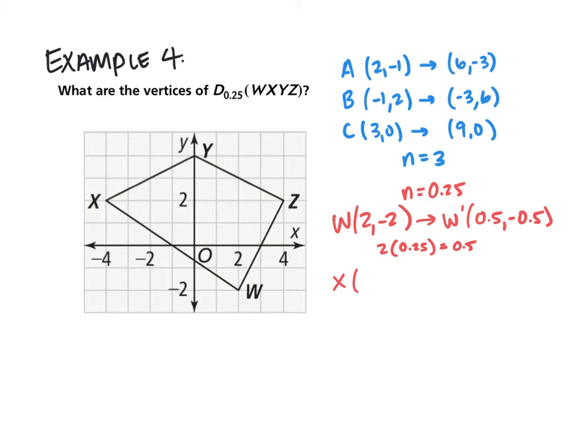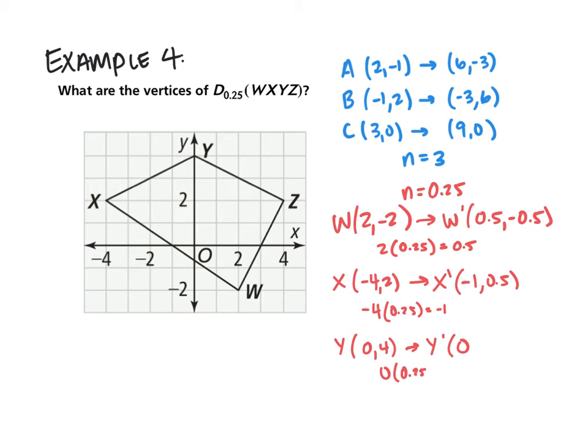X is at negative 4, comma 2. So it would move to X prime, which again, negative 4 times 0.25 is going to be negative 1. So we're looking at negative 1 and then 0.5. Y is at 0, comma 4. So that's going to move to Y prime, which is still going to be 0 because 0 times 0.25 is still going to be 0. And then 4 times 0.25 will be 1, so it's at 0, comma 1.